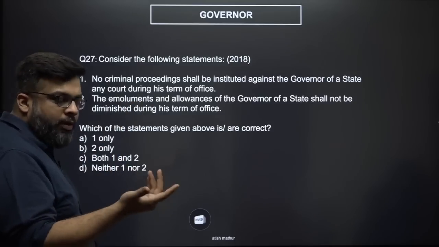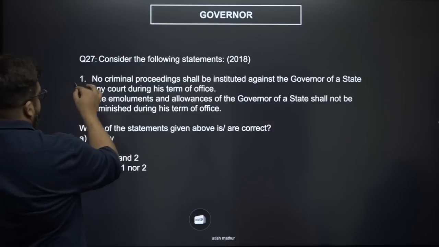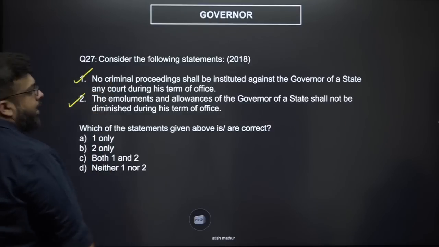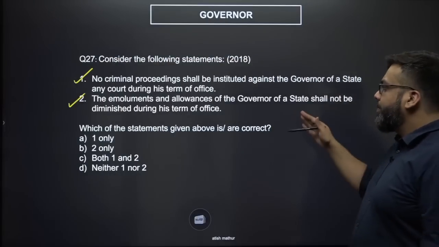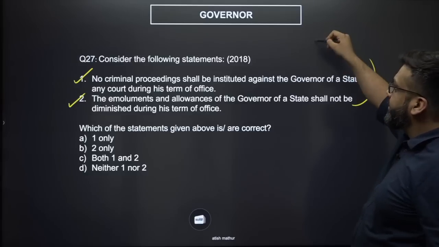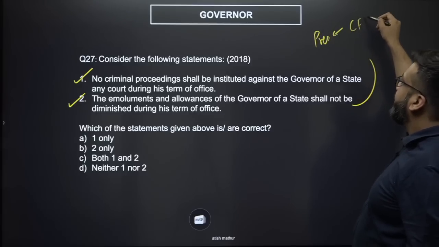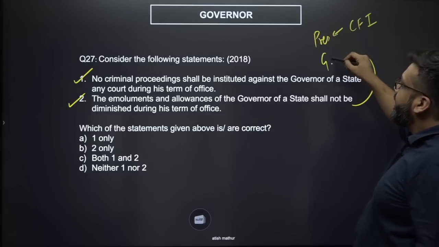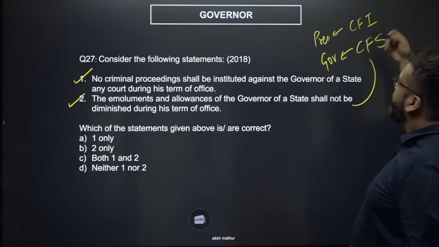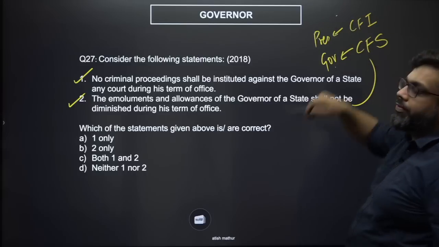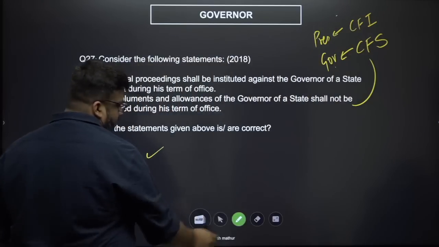After you're no longer in office, criminal actions can be taken against you. So this is definitely correct. The emoluments and allowances of the governor shall not be diminished. Okay, what do we know about this in the context of the president? This is true for the president because this is charged to the Consolidated Fund of India. Similarly, a governor's emoluments would be charged to the Consolidated Fund of the state. So if it's true for the president, it will always be true for the governor. In most cases, both the statements are correct. C, 1 and 2.